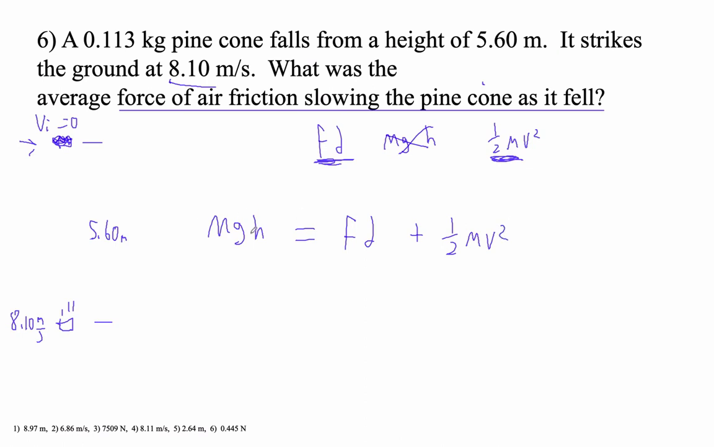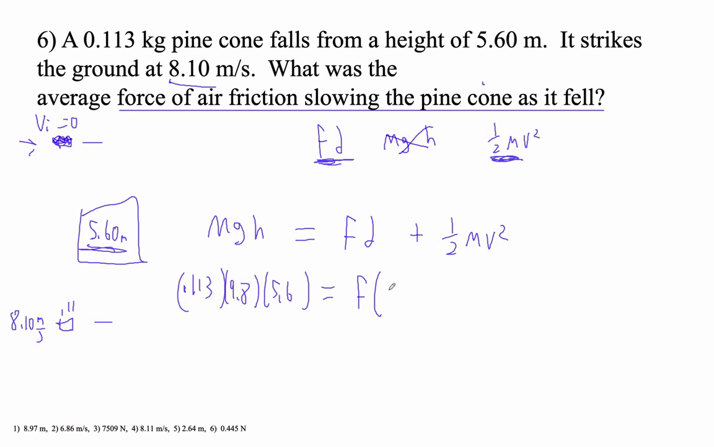So now let's make a number sentence here. The kinetic energy turns into work against the air friction, a force that slows us down, plus kinetic energy. And now we're set. So the mass is 0.113 times 9.8 times 5.6. That's our potential energy. And then some unknown force, and that unknown force acts over that whole distance, right?